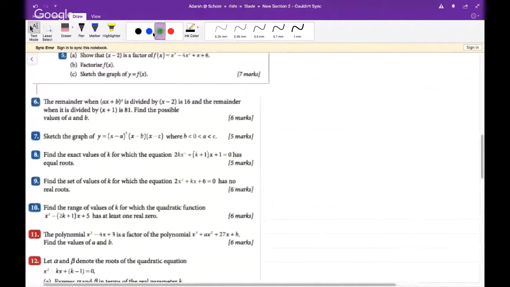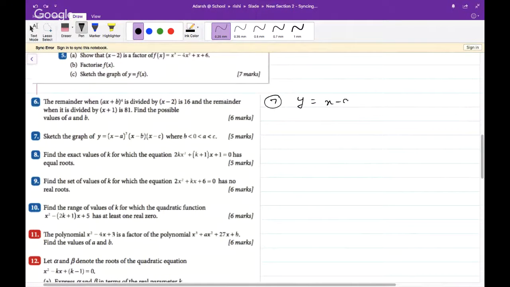Now let's do the seventh question. Now seventh question, you have y is equal to (x minus a) the whole square, (x minus b), and (x minus c). Okay, now they say that b is less than 0, which is less than a and less than c. Now the question is to sketch the graph.